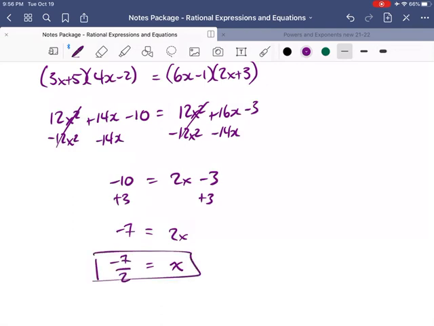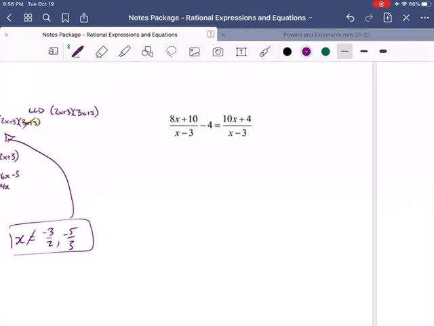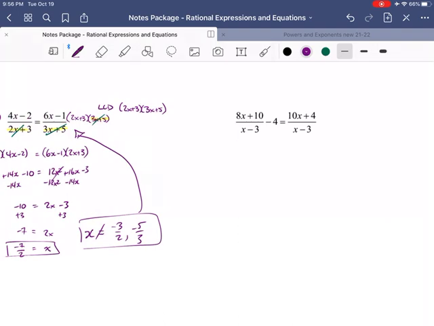That's your solution. We've also written our non-permissible values, have we? Nope. So x cannot equal negative 3 over 2 and negative 5/3. And those would come from that stage there. Okay, we've got 2 more examples.